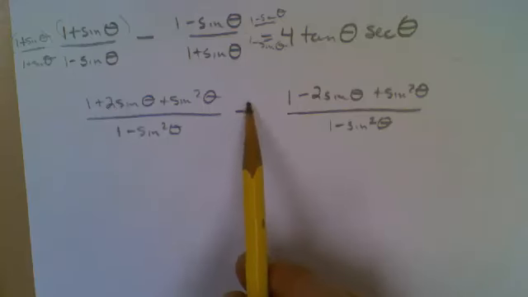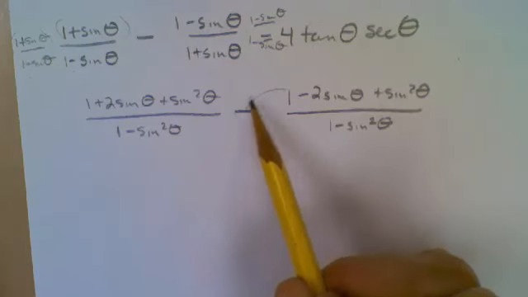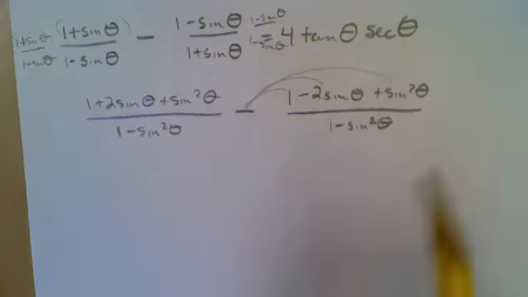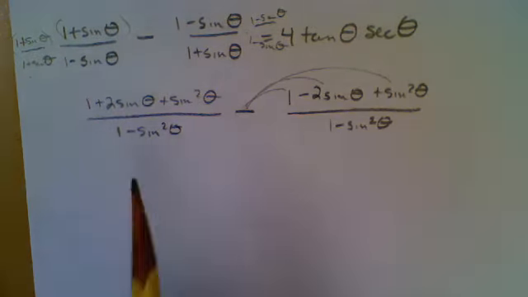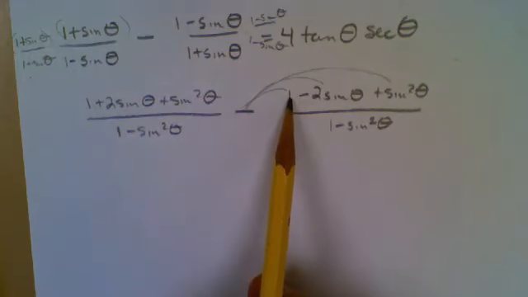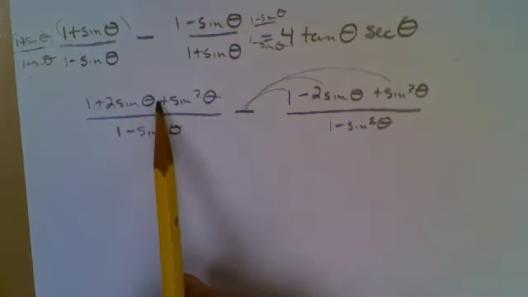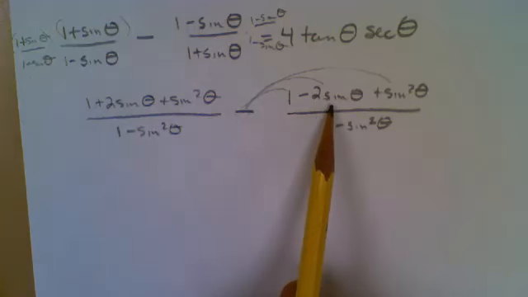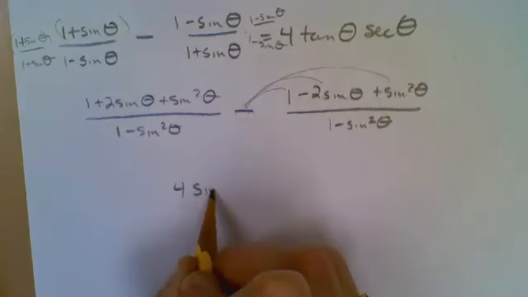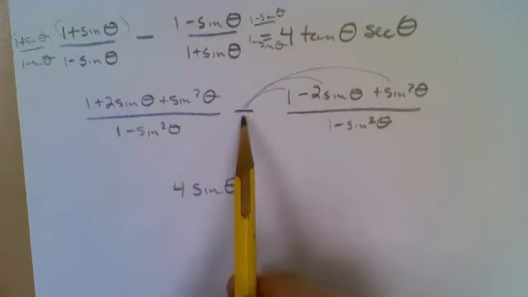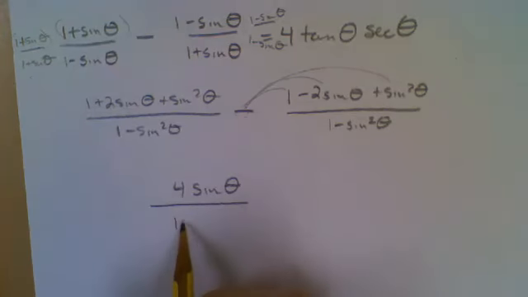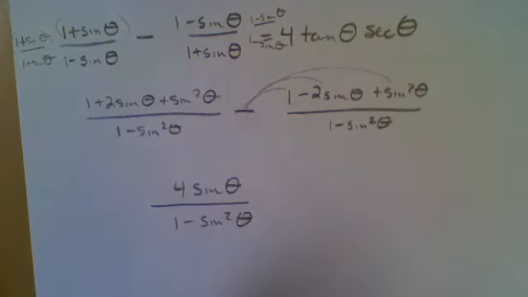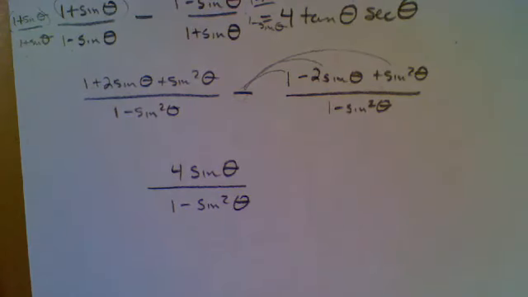The thing I would caution a lot of you about is that minus sign. Remember, when you're minusing, you need to subtract everything that's in that numerator. So when I go to put these together, I've got 1 minus 1. That goes away. I've got 2 sine theta minus a negative 2 sine theta, so I'm going to get 4 sine theta. And then sine squared minus sine squared is 0. In the denominator, I have 1 minus sine squared. Okay? So that made it look a lot nicer.